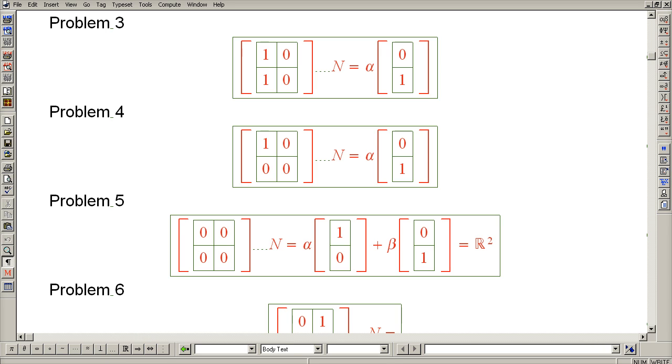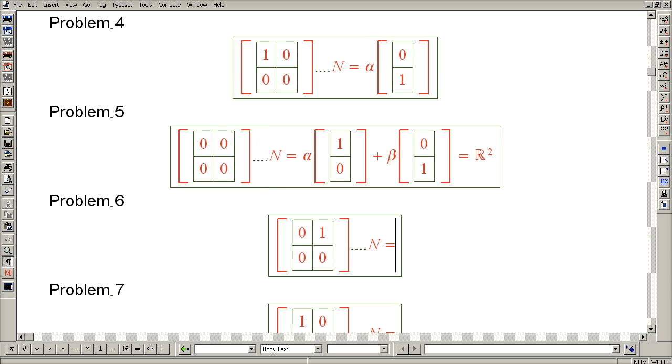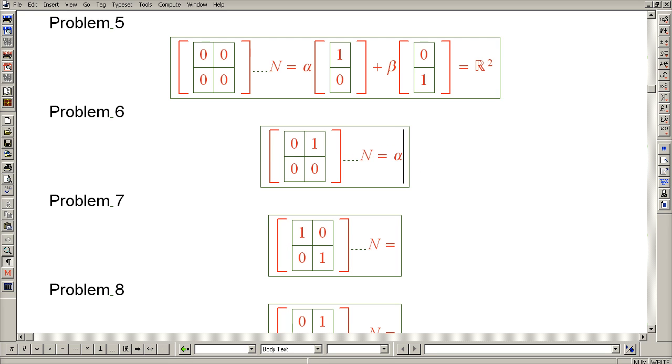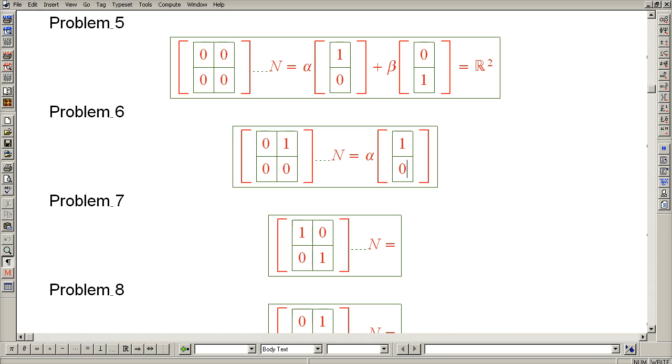So when the matrix is the zero matrix, the corresponding null space is the entire space. The converse is also true. When the null space is the entire space, it necessarily implies that the matrix is the zero matrix. Problem 6. In problem 6, the first column is the zero column. It is therefore linearly dependent all by itself, and the vector that reflects it is 1, 0.